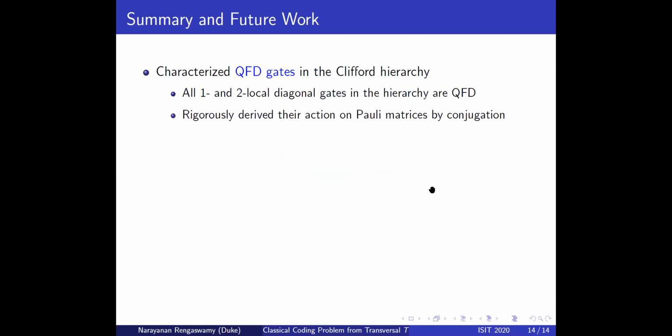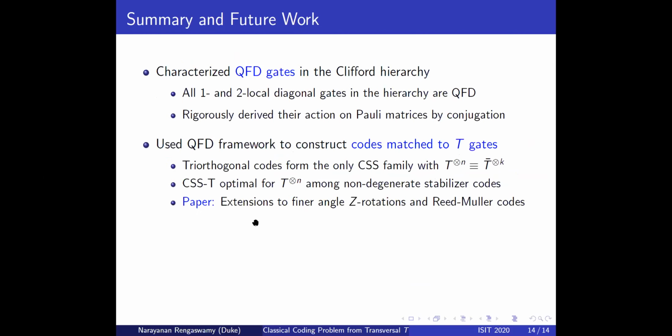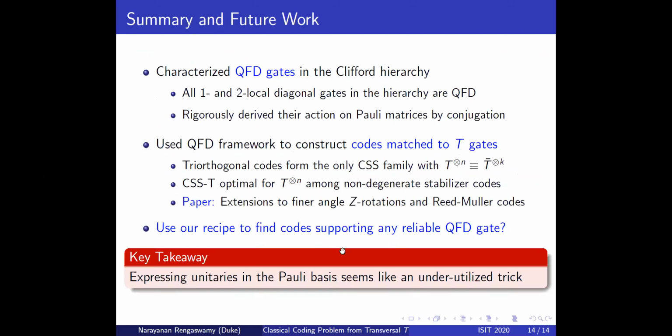Okay, so let me summarize. I introduced QFT gates in this talk and described their action on Pauli matrices. Then we used the QFT framework to compute conditions for when a code space is preserved. In the paper, we have extensions to smaller angle Z rotations other than T, and we have examples of Reed-Muller codes. One open question is, can we extend this beyond T gates to other QFT gates? And this is the key takeaway from this talk: expanding unitary matrices in the Pauli basis seems very useful.